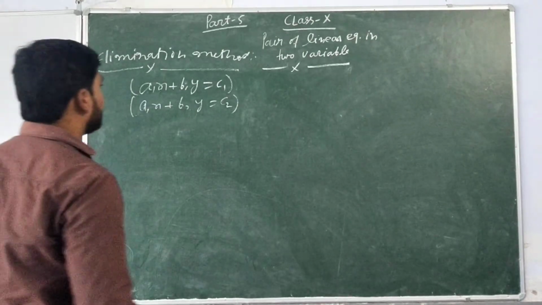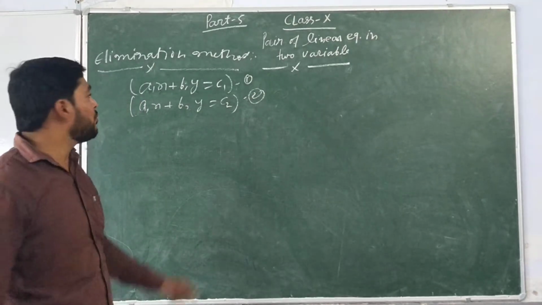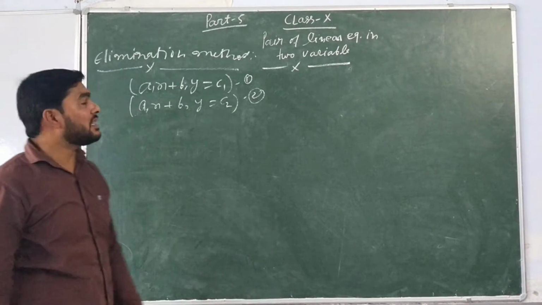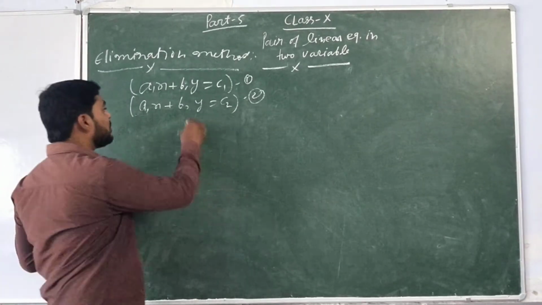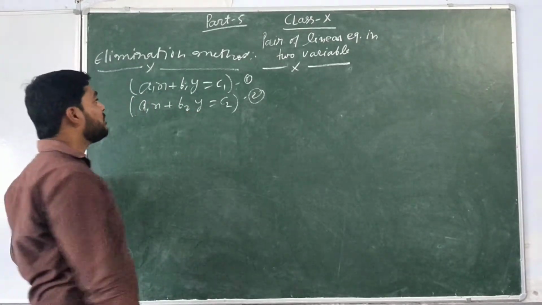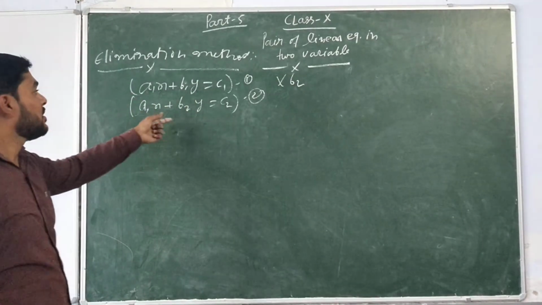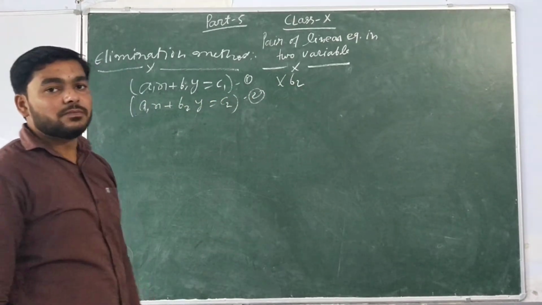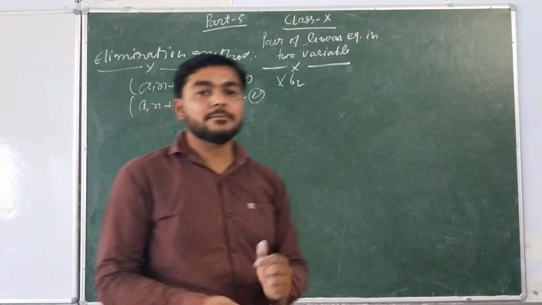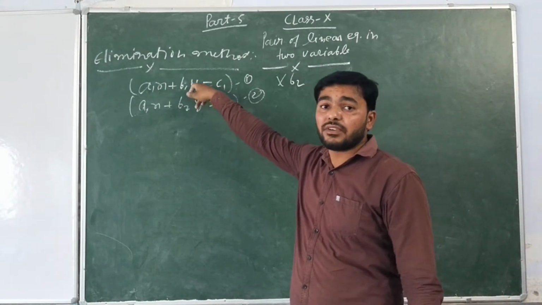The complete method is the same. This is the first equation, this is the second equation. Now we are going to remove the y term. So in the first equation you have to multiply with the coefficient of y in the second equation. What is the coefficient of y in the second equation? That is b2. And in the second equation, for making the coefficient the same, you have to multiply the second equation with the coefficient of y of the first equation.